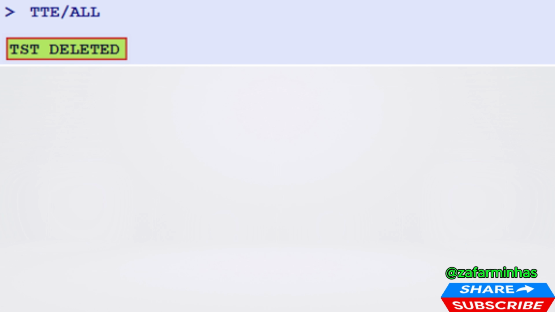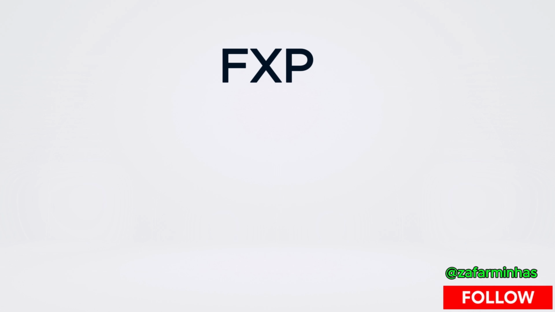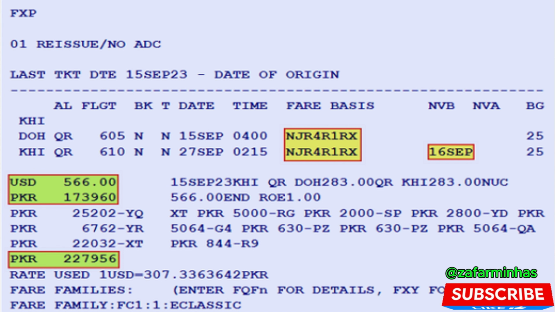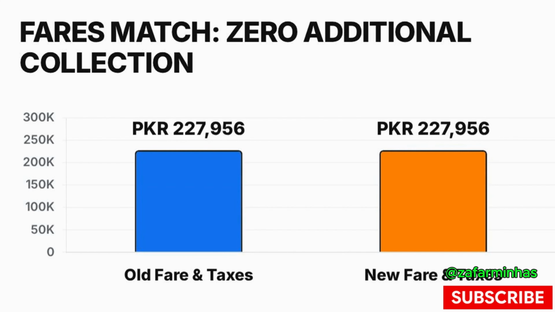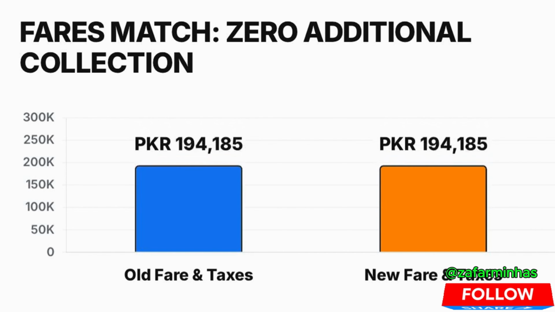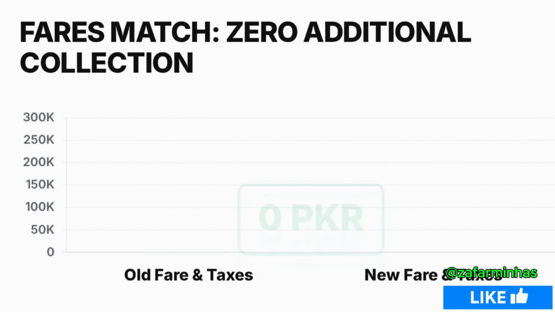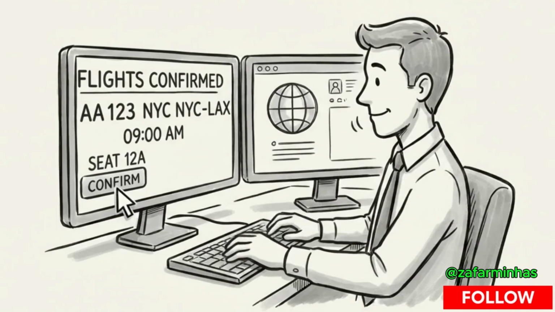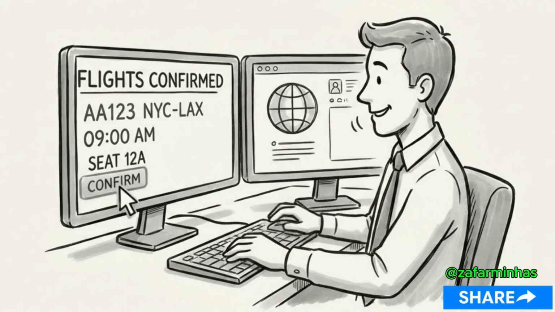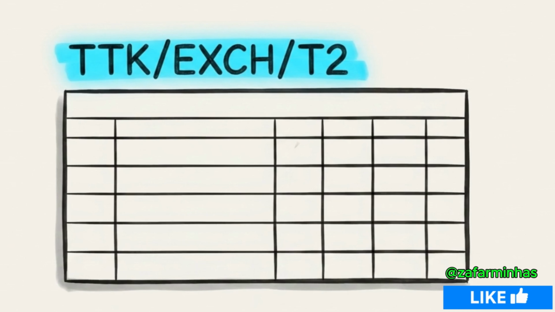Now that the slate is clean, run the FXP command. This reprices the newly updated itinerary based on the current active segments. This side-by-side comparison shows the math at work. When we subtract the old fare and taxes from the new fare and taxes, we are left with a total additional collection of 0. Achieving this mathematically perfect 0 balance is the specific trigger that allows you to safely initiate the manual exchange mask. Let's build that mask.